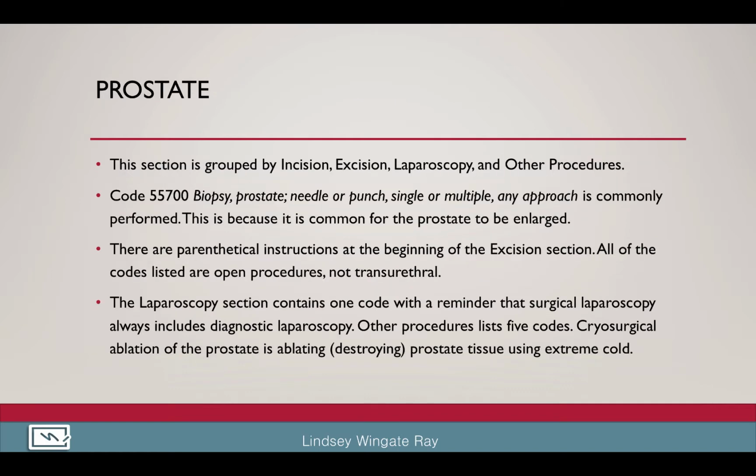And finally, the prostate. This section is grouped by incision, excision, laparoscopy, and other procedures, just like pretty much all sections in the CPT book. Code 55700 is biopsy of prostate, needle or punch, single or multiple, any approach. It is commonly performed. This is because it is common for the prostate to be enlarged. There are parenthetical instructions at the beginning of the excision section. All of the codes listed are open procedures, not transurethral. Cryosurgical ablation of the prostate is ablating, which means destroying the prostate tissue using extreme cold.